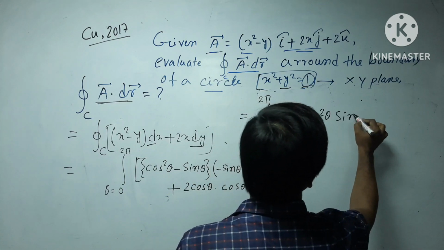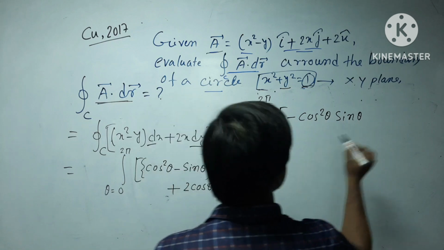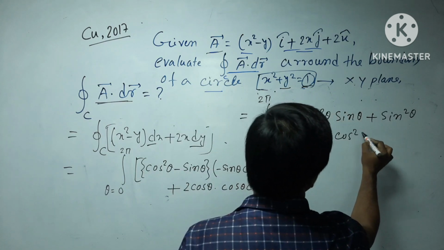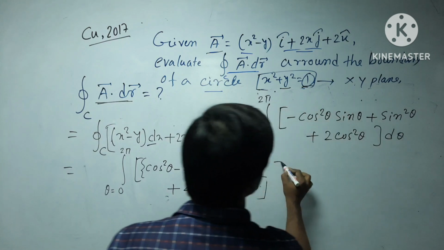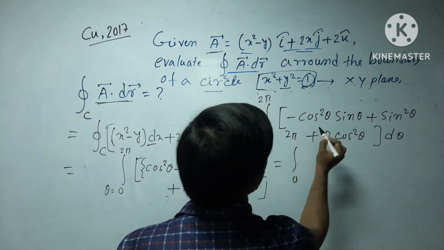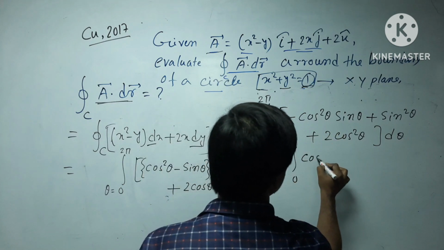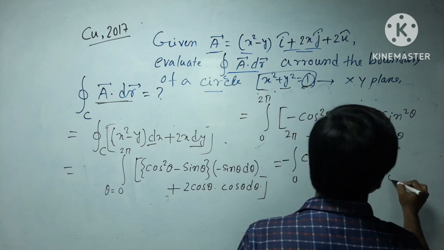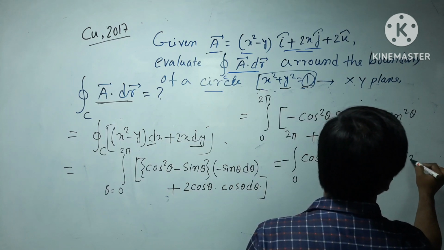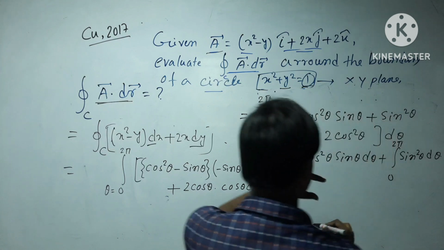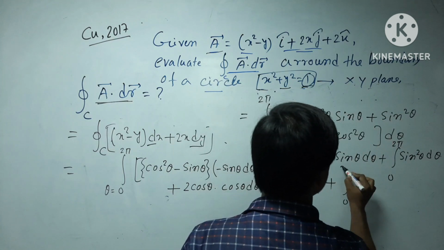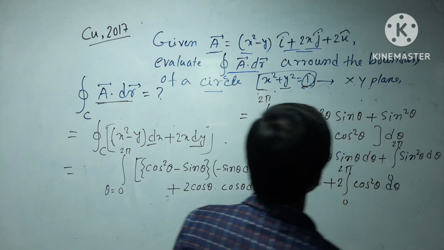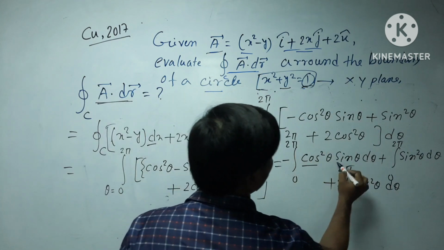sin theta, okay, minus minus plus sin square theta plus 2 cos square theta d theta. So it is integration 0 to 2 pi cos square theta minus cos square theta sin theta d theta plus integration 0 to 2 pi sin square theta d theta plus integration 0 to 2 pi 2 cos square theta d theta.